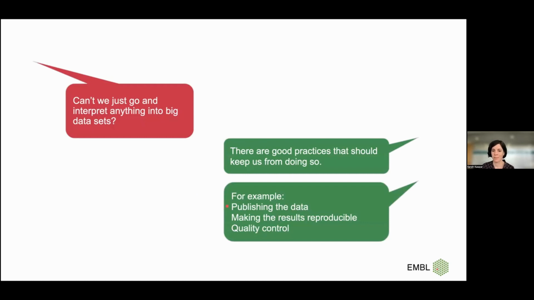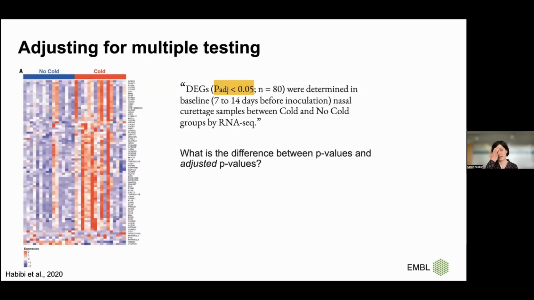if the data sets are published, right, someone can look it up, and if you describe the results in a way that they are reproducible, others can try to reproduce the results. So there's one step of quality control, and there are also other types of quality control that are suitable for big data sets. I'm going to highlight one of them, which is adjustment for multiple testing.